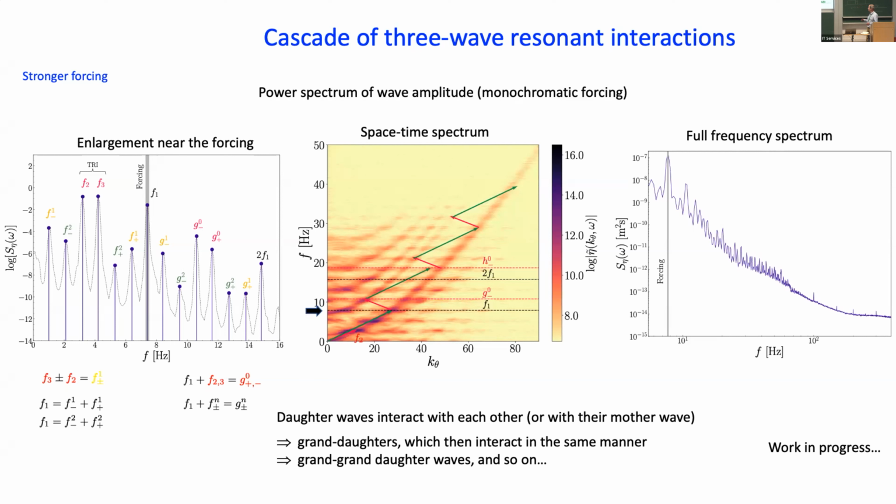This is a work in progress, but it is a very good trial to observe wave turbulence because we demonstrate that we have resonant interaction in this system. And then if, instead of forcing monochromatically, you force with a narrow band forcing, I think we will have a straight line here, characteristic of wave turbulence.